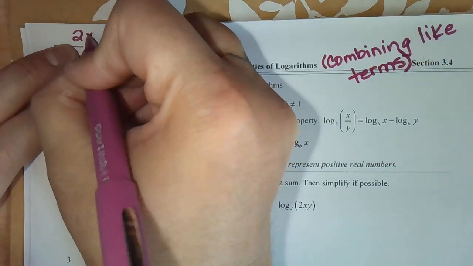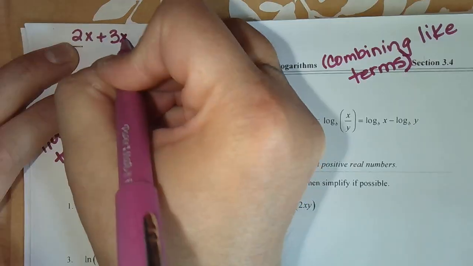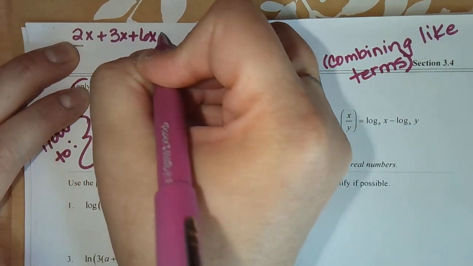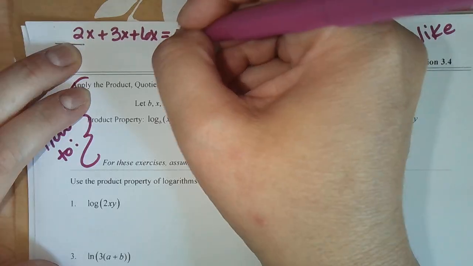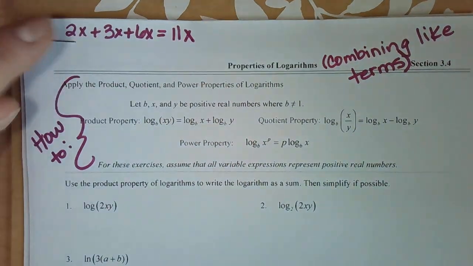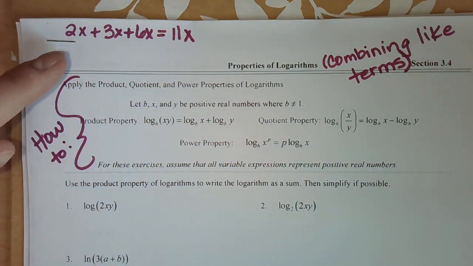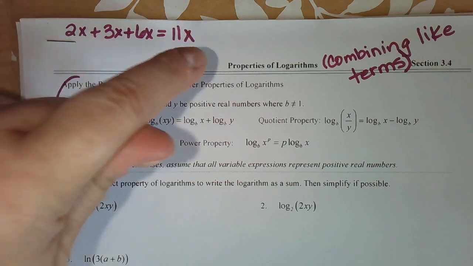For example, like back in the day, 2x plus 3x plus 6x is what? It's 11x? Yeah, like that's how we combined like terms in algebra. We just added the big fat numbers in front.